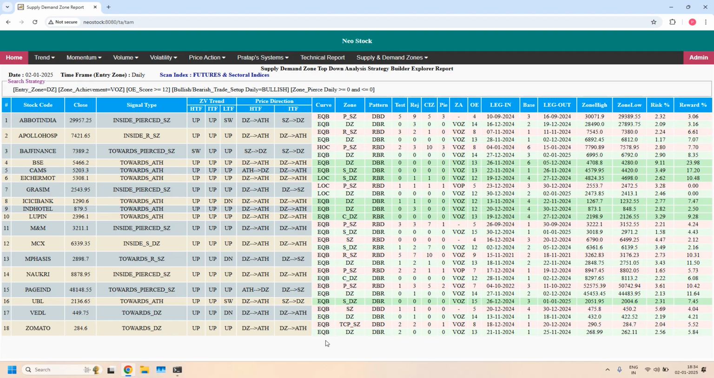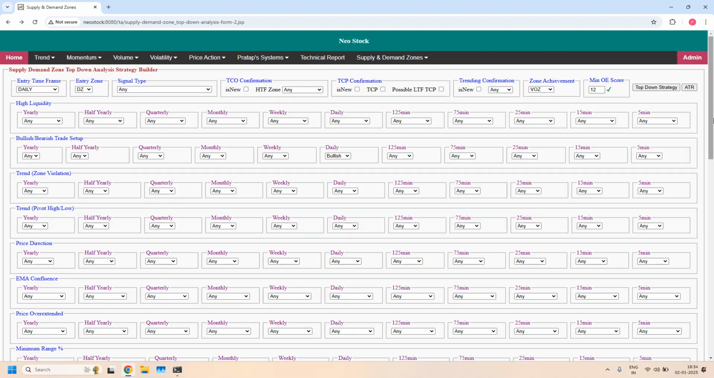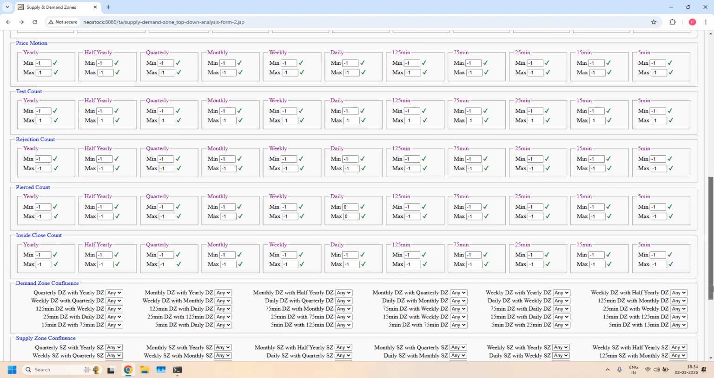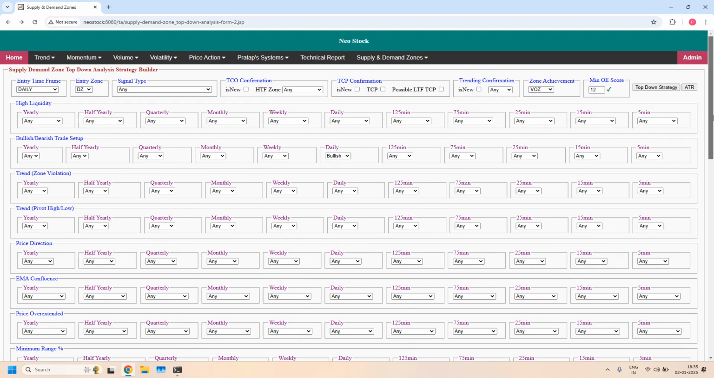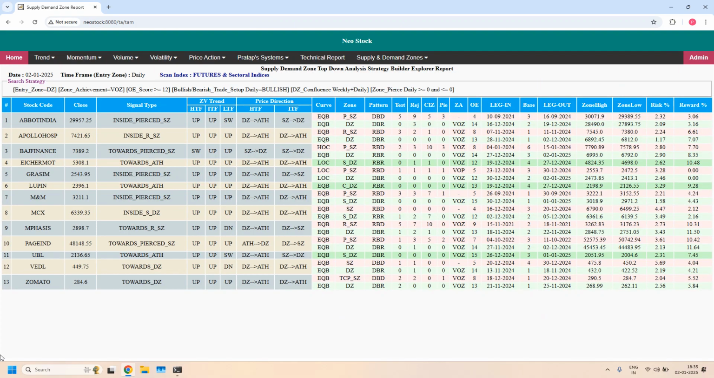So two filters we will use. First filter is LTF and ITF demand zone confluence. That is a daily and a weekly demand zone confluence. I am enabling the filter daily demand zone with weekly demand zone confluence. Out of 18, 13 stocks are filtered. In these 13 stocks, these daily demand zones are part of the weekly demand zone. That is what zone confluence.